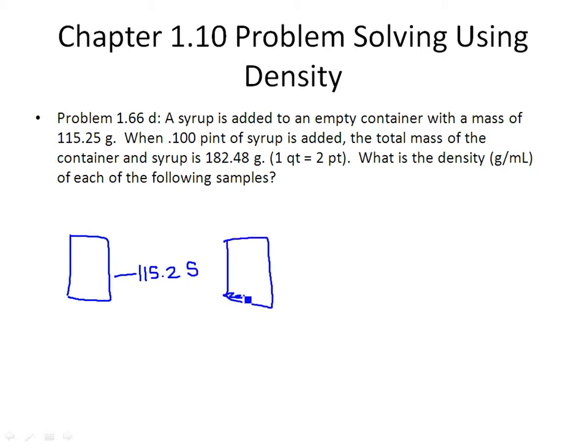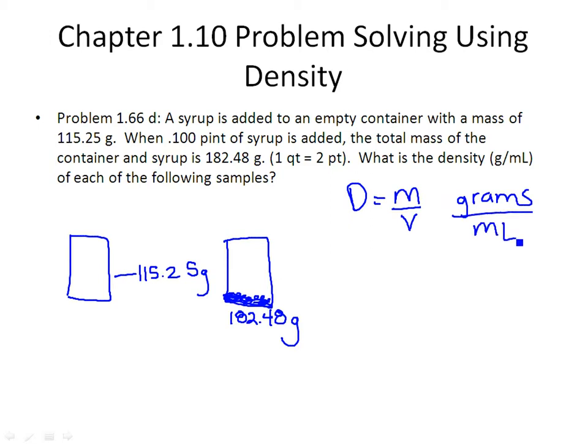Okay, so when we pour in the syrup, not a good drawer, so I apologize, but hopefully you'll get the point. With the syrup, it weighs 182.48 grams. So we're looking for the density of the syrup. First things first, density is equal to mass over volume. Mass is in grams and volume in milliliters, so the unit should be grams per milliliter.